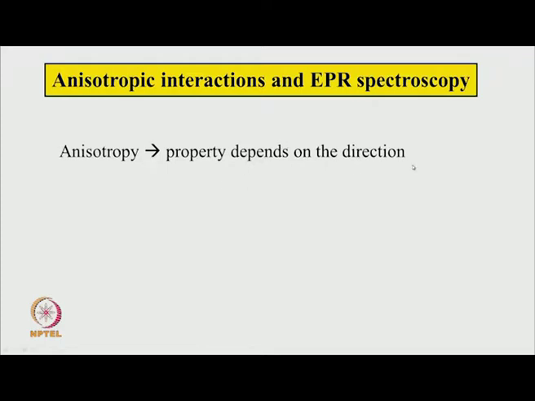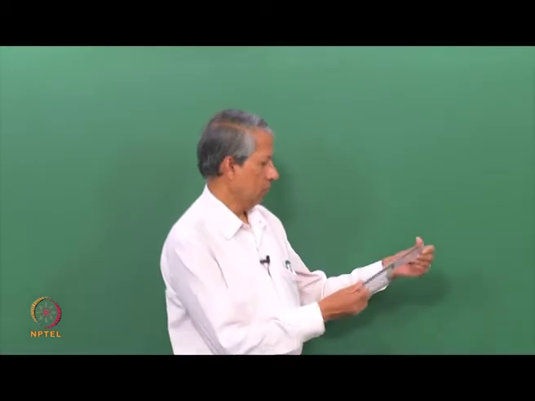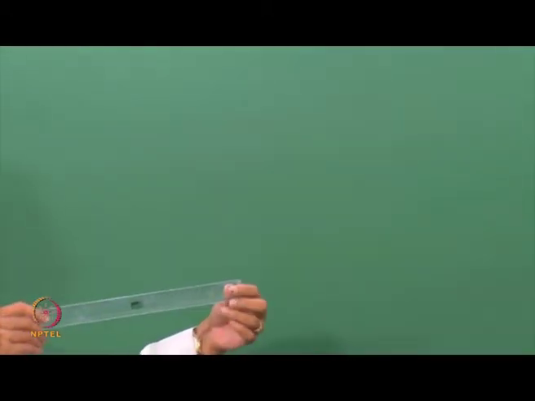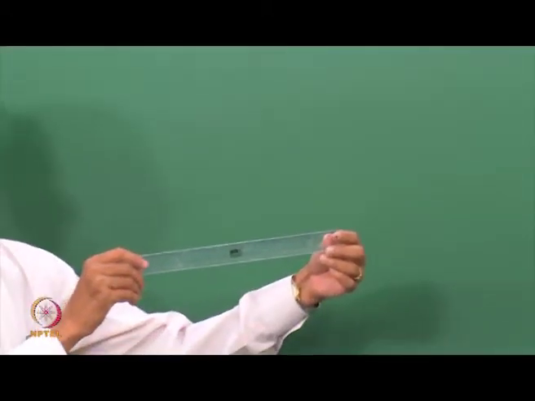Anisotropy means that some property depends on the direction. And there are many properties that depend on the direction. One very familiar example is the way some substance behaves to a force that we apply from outside. Here is a simple example. We have this ruler. I will apply some force on this and try to bend it.